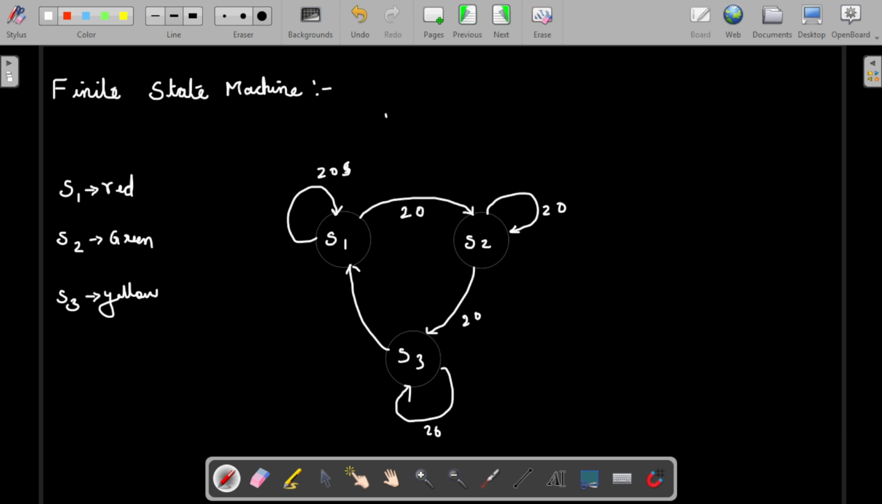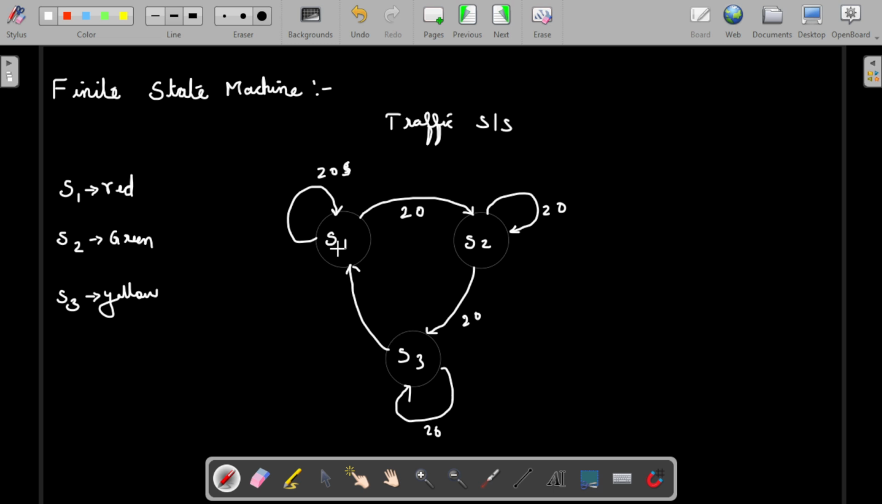So here let's take a traffic system. So this is a traffic system: red light, red, green, yellow. Red is at S1, green is at S2 and yellow is at S3. So S1 will be in the same state for 20 seconds, and after 20 seconds it will go to the red-green state. Then it will stay there for 20 seconds, and after 20 seconds it will go to S3, stay there 20 seconds, and again go to S1.